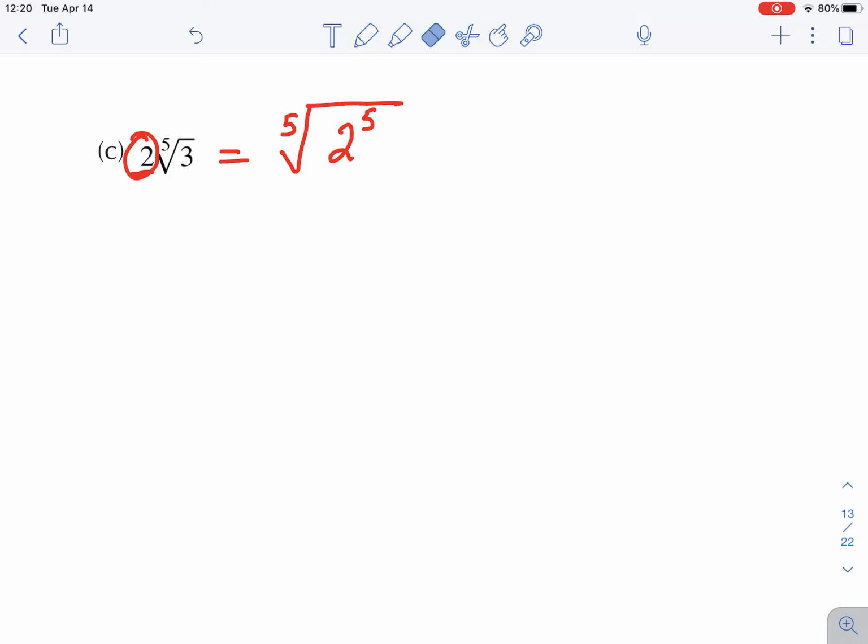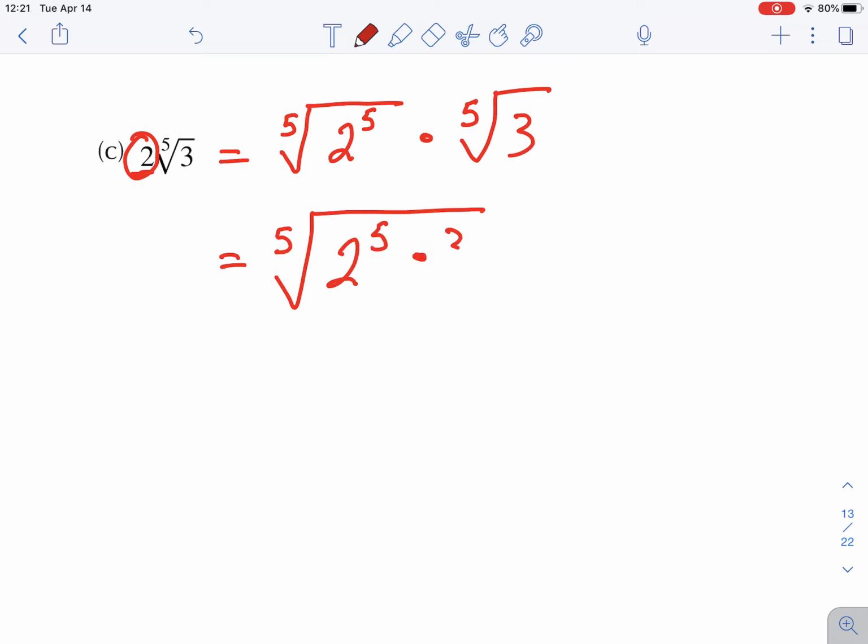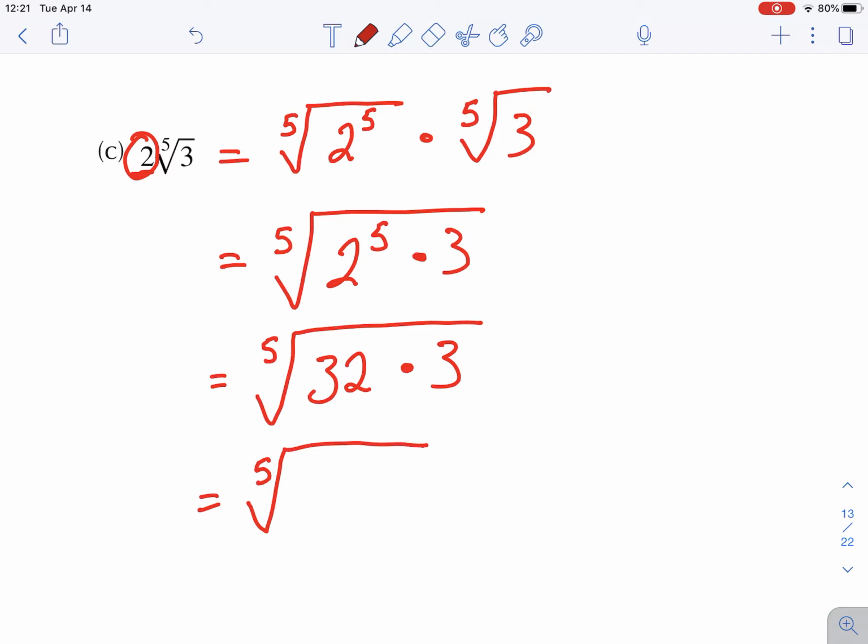So it becomes 2 to the power of 5. And then we're going to multiply that by the fifth root of 3. So this is going to be the fifth root of 2 to the power of 5 times 3. It's equal to the fifth root of, well, what is 2 to the power of 5? Well, count it up. 2, 4, 8, 16, 32. And that is equal to the fifth root of 96.